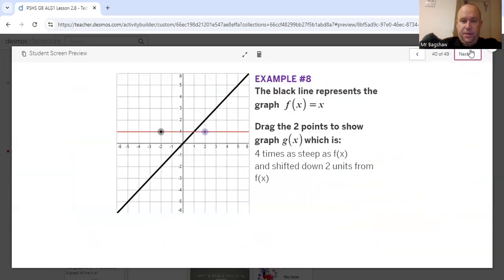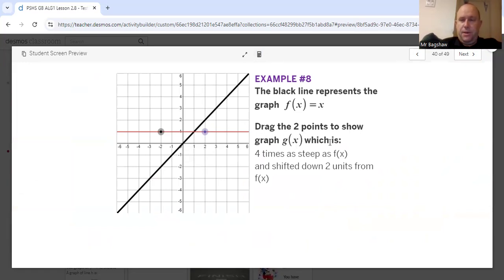Last section is on transformations of graphs. The black line represents the graph f of x equals x. Remember, f just means a function, or really you can replace it with y. So this is really y equals x. And there's that parent function that I talked about earlier. It goes through 0, slope of 1, kind of a really simple straight line.